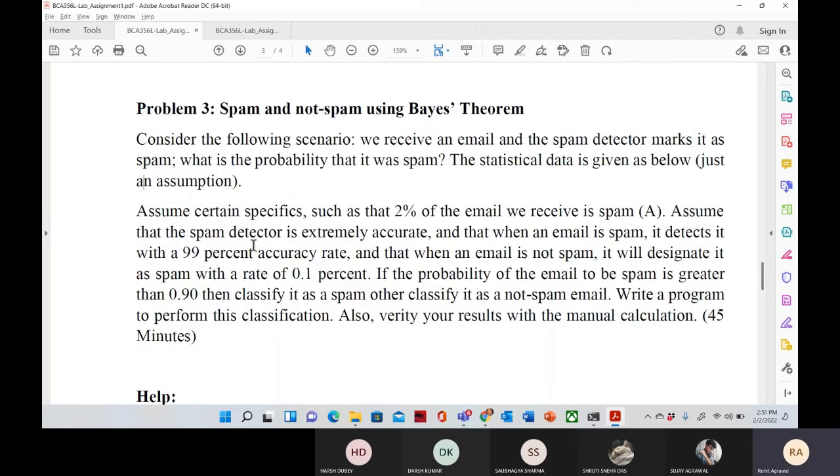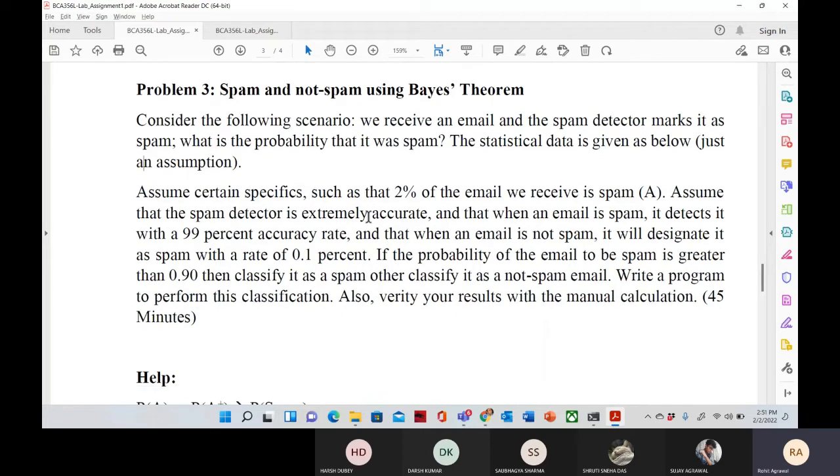So assume certain specifics, such as 2% of the emails we receive are spam. Out of 100 emails we receive, 2 out of 100 are spam emails. First thing is this.